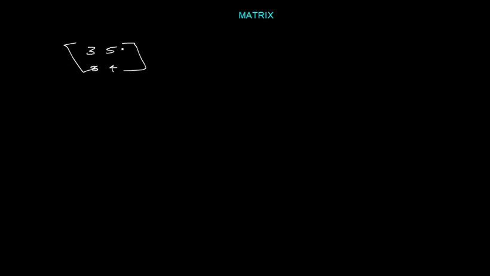This is the first row and this is the first column. These numbers are arranged in rows and columns. It is called a matrix. A matrix is a rectangular arrangement of numbers arranged in rows and columns. Each number in it is called an element. Thus, 3, 5, 8, and 4 are elements in this matrix.